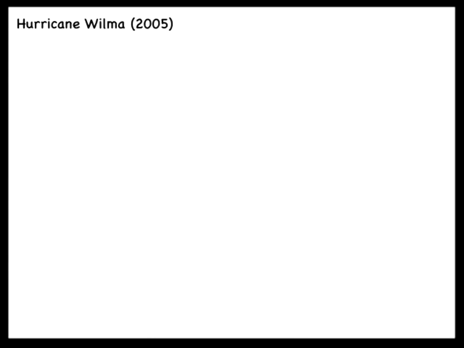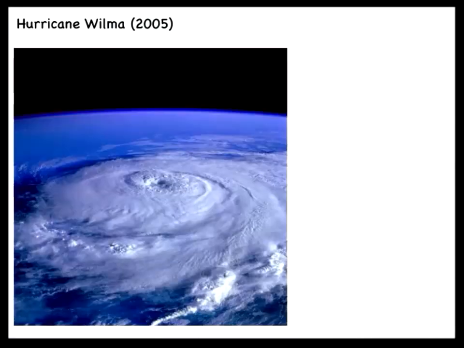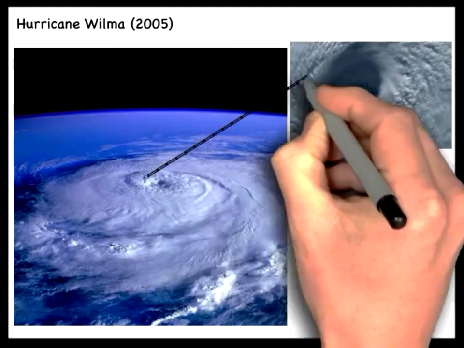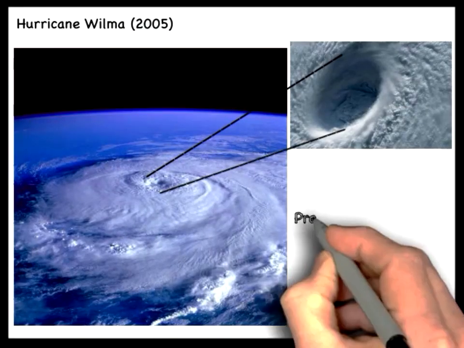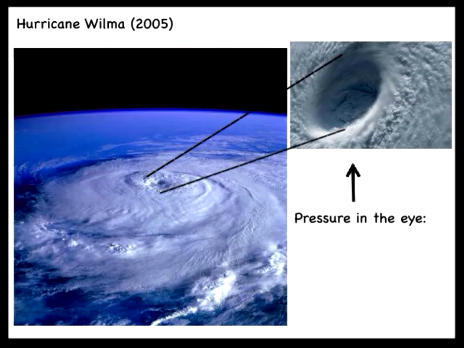Hurricane Wilma, for example, which made landfall in western Florida in 2005, was at the time the most intense tropical cyclone in the Western Hemisphere. Its lowest pressure was measured at 25.69 inches of mercury.